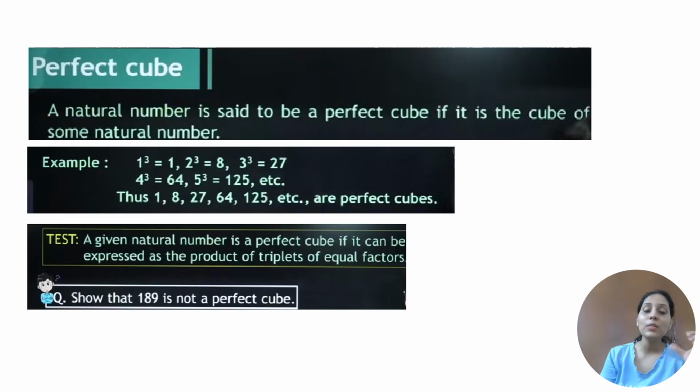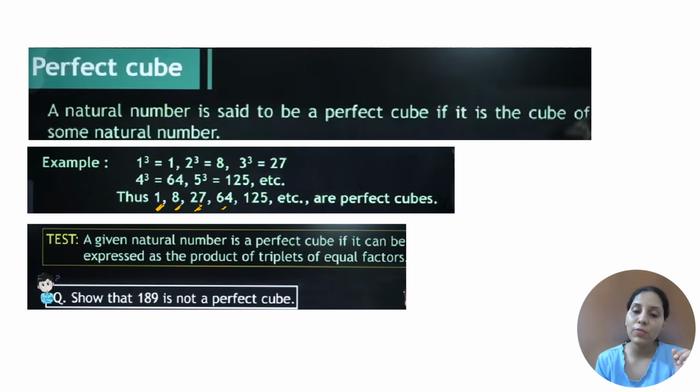Now next is perfect cube. A natural number is said to be a perfect cube if it is a cube of some natural number. So what does this mean? This is very confusing, so let us take an example. 1 cube means 1 into 1 into 1 is 1. 2 cube, 2 into 2 into 2, 8. 3 cube, 27. 4 cube, 64 and so on. So all these numbers are known as perfect cubes. Why perfect cubes? Because they are the cubes of some natural number.